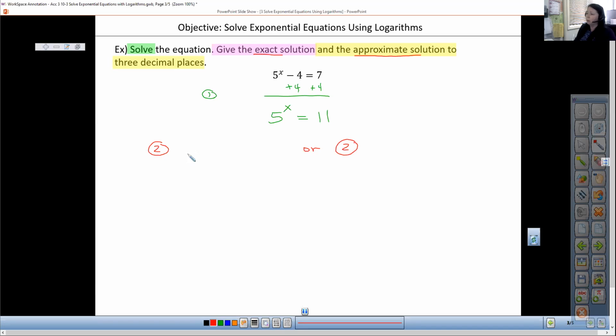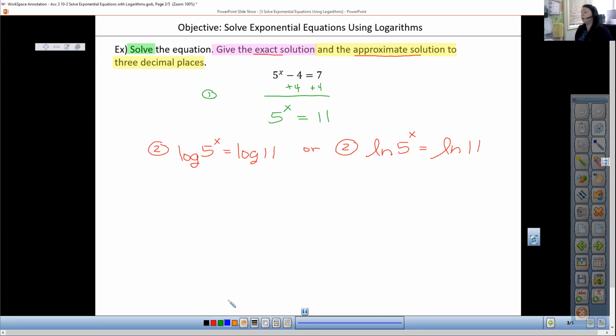So using the common logarithm, I would have my common logarithm of 5 to the power of x equals the common logarithm of 11. Using my natural logarithm, I would simply use natural logarithm. Natural logarithm of 5 to the power of x equals the natural logarithm of 11.